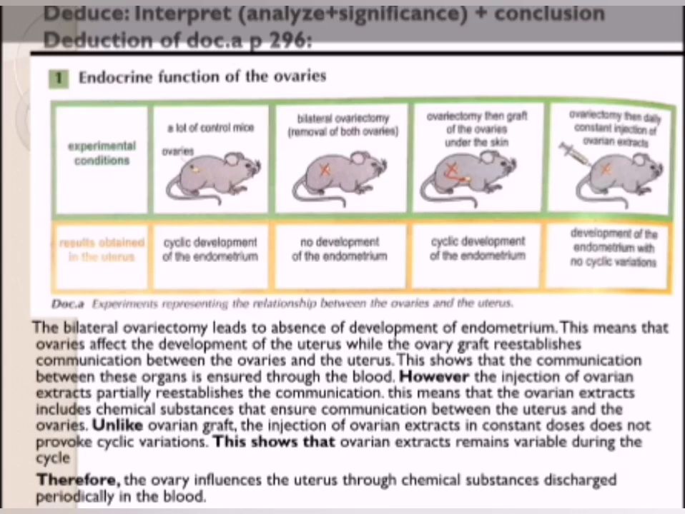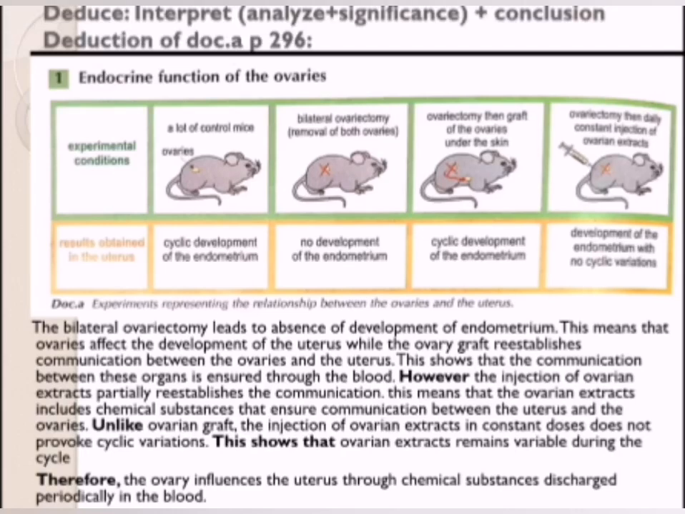Now, document A, the first document and the first experiment in this document, shows experiments representing the relationship between the ovaries and the uterus. So the aim of the experiment is to find the relationship between the ovaries and the uterus. We're going to write the deduction of this experiment. When I say deduce, I have to interpret the experiments and then write a conclusion. So: analysis, significance, and conclusion. In the analysis, it's very necessary to compare, because here we have 4 different experiments, so we should write a comparative analysis.